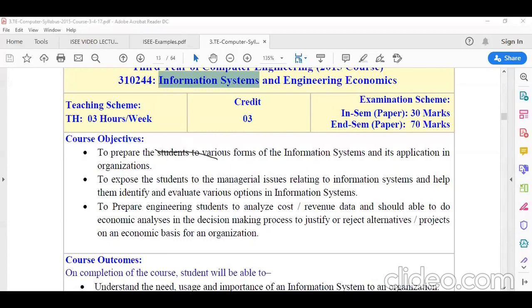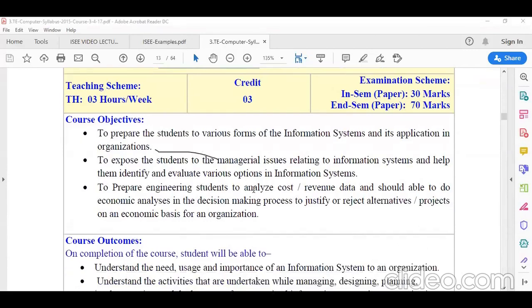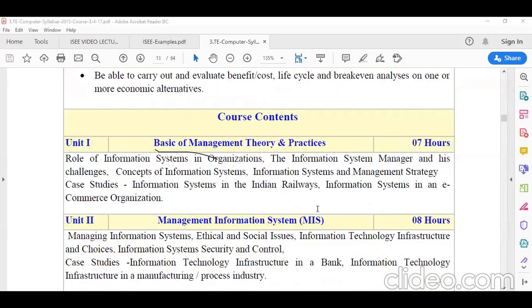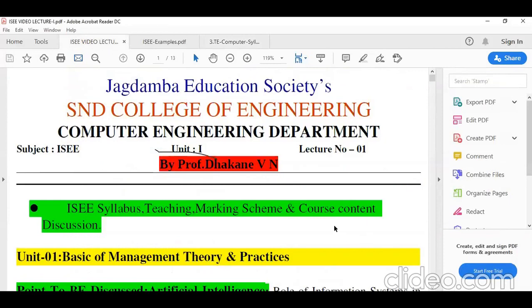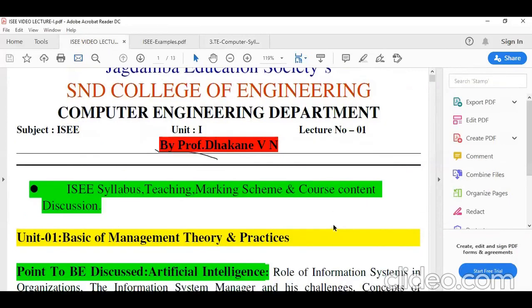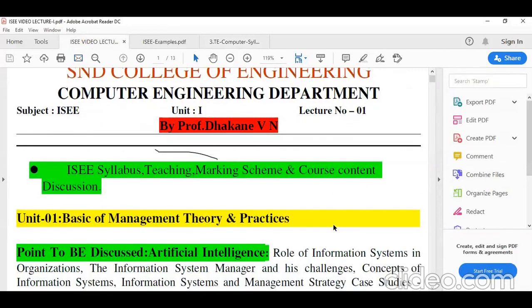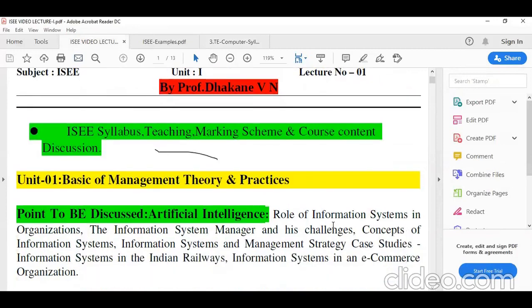Okay. Now, let's start with our main content. I hope you have understood the points that we have to discuss. We'll start with the first unit, that is the basics of management theory and practices. Now, we have discussed the teaching scheme, marking scheme, course content, etc. We'll discuss the topics point by point.